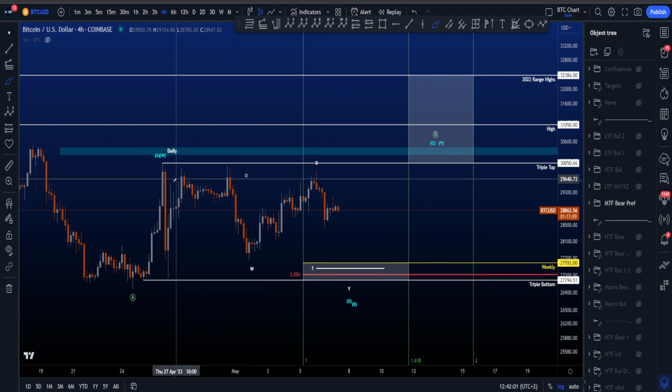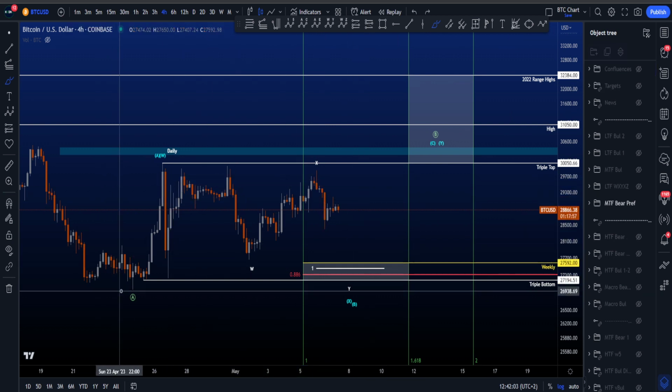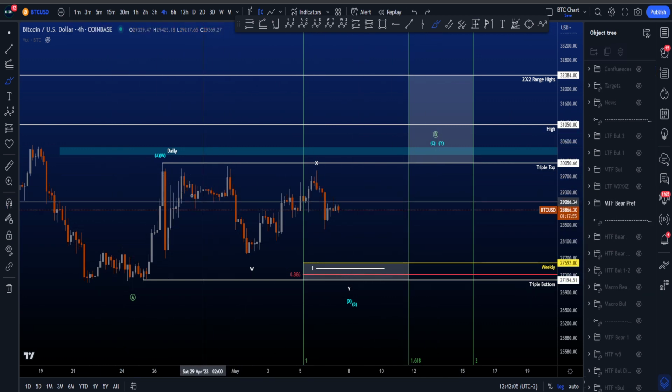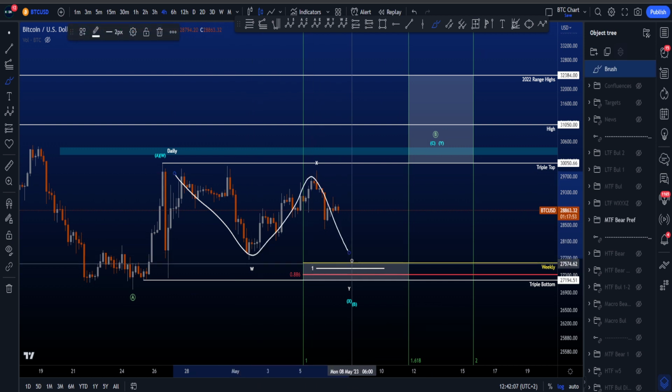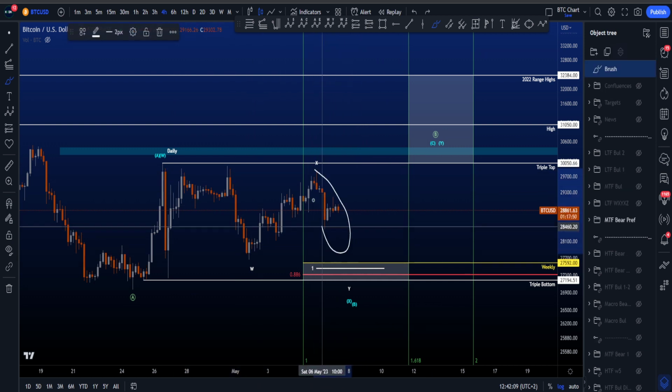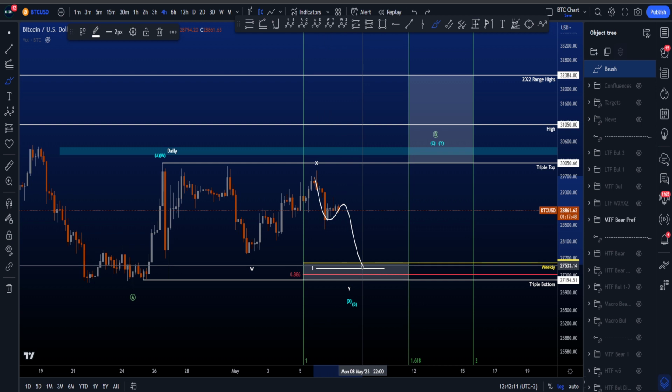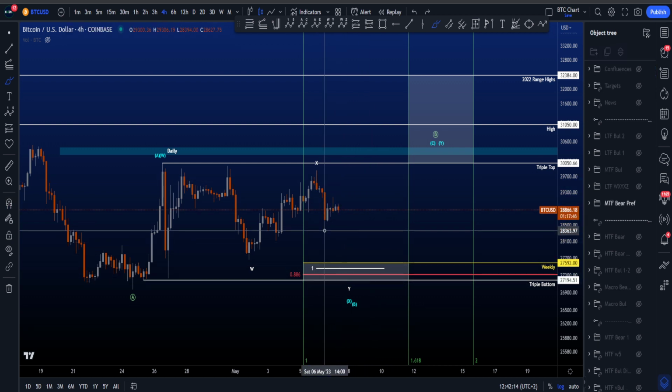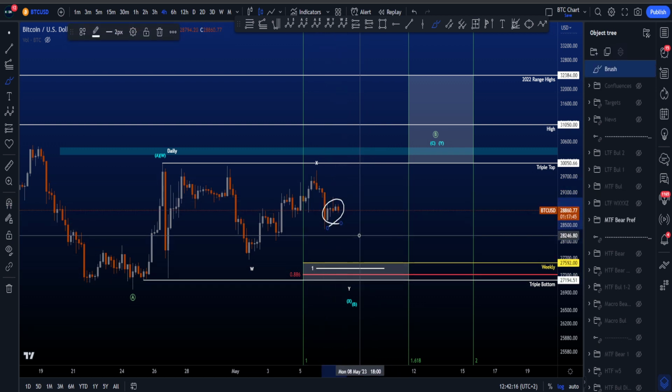So if we then look at the structure that we have going on, of course in blue we have then this 3-wave structure, but then in the white count you can see a WXY, where most likely this move to the downside is a Y wave, which is a 3-wave structure and not an impulsive wave, because this range over here is starting to become too long, but I'll show you that on the lower time frames.